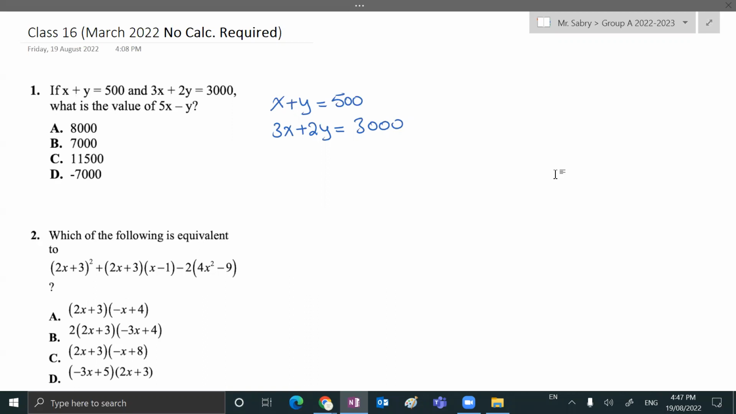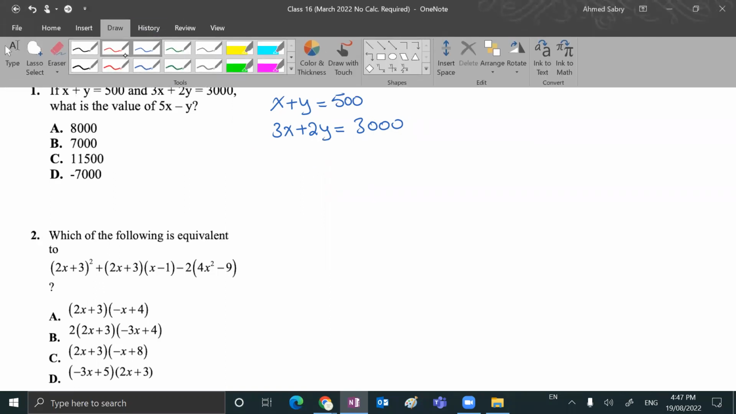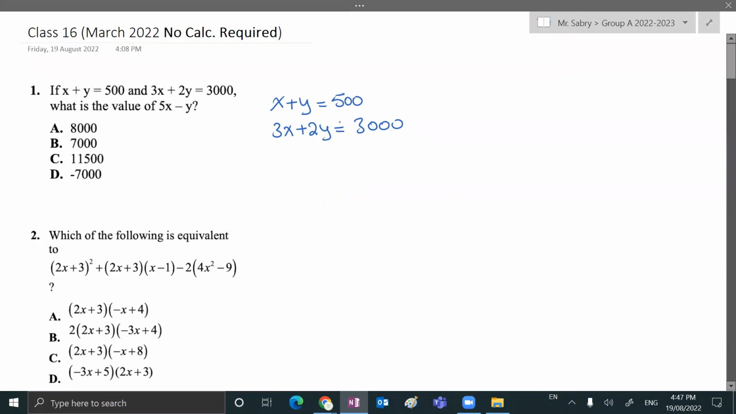Yeah, so again, you're not allowed the calculator, but whenever you see two equations with two different variables, you just write them this way under each other, and that's a system of equations. So how do I solve a system of equations without a calculator? I just need to make the coefficients of either the x or the y similar to each other, whatever is easier for you to calculate.